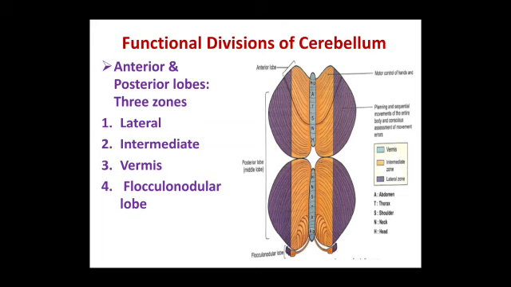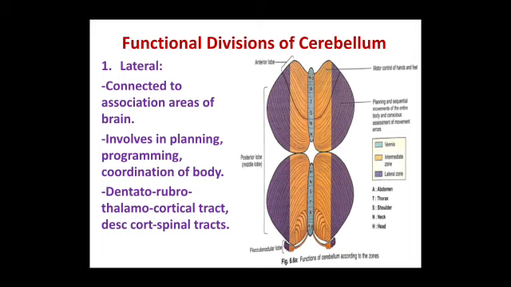In the functional division of the cerebellum, that is anterior and posterior lobes, 3 zones are seen, mainly the lateral, intermediate and vermis. Apart from this, we have the flocculonodular lobe. So coming to the lateral zone, it's connected to association areas of the brain, involved in planning, programming, coordination of the body. So main tracts are dentato-rubro-thalamic cortical tracts and descending corticospinal tracts.